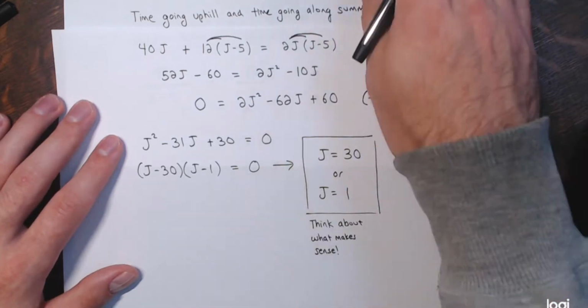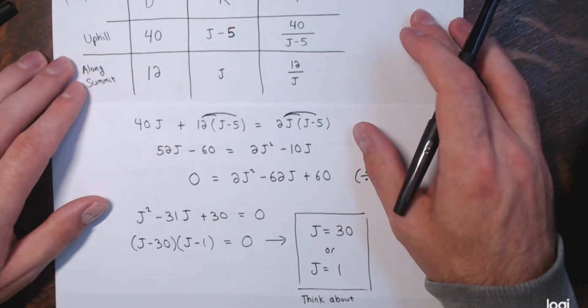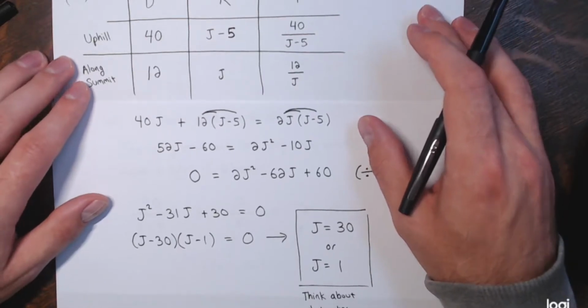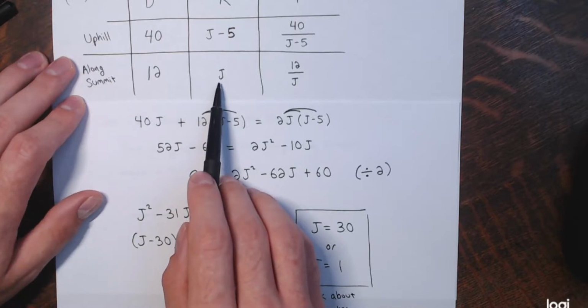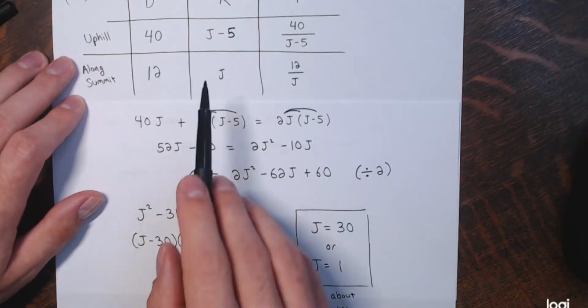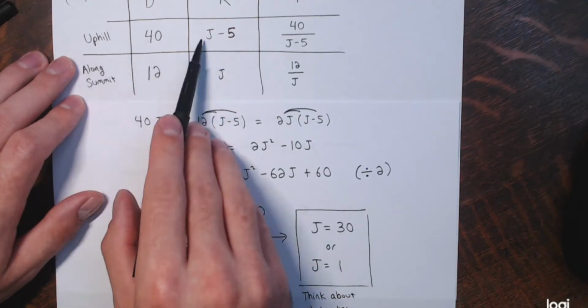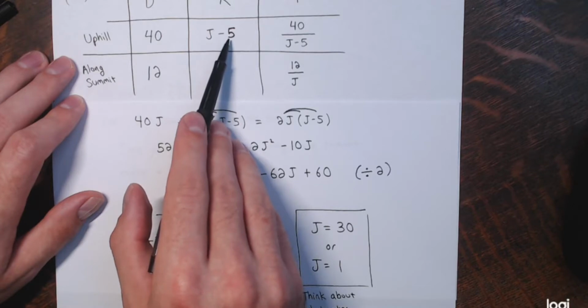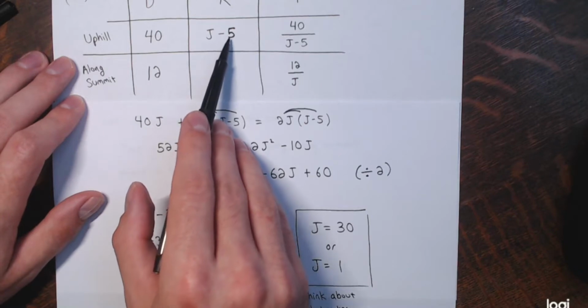All right, so let's check these. Let me go back to my chart. Now this is about a person biking up a mountain. Think about what makes sense. If j were 1, so that'd be here, that means along the summit, she'd be biking for 1 mile an hour. 1 mile an hour along the summit. But if j were 1, do you see how the rate uphill would be negative? If j were 1, the speed uphill would be negative 4.